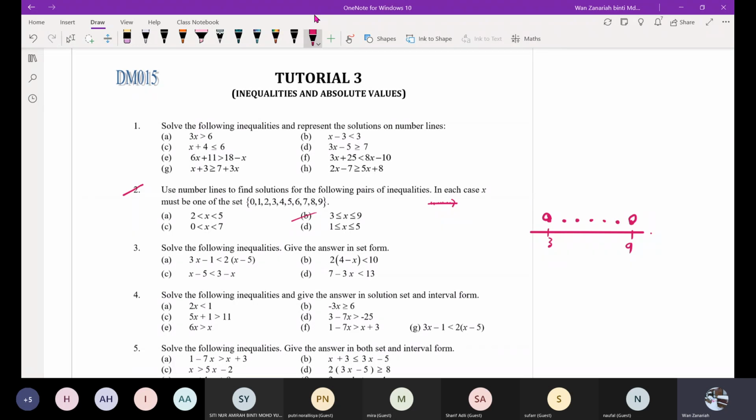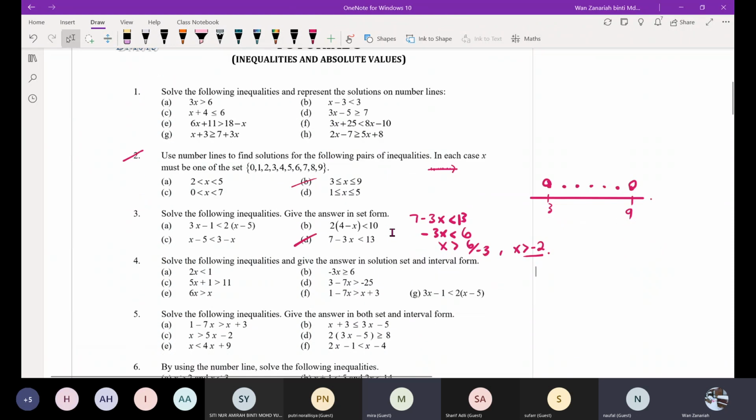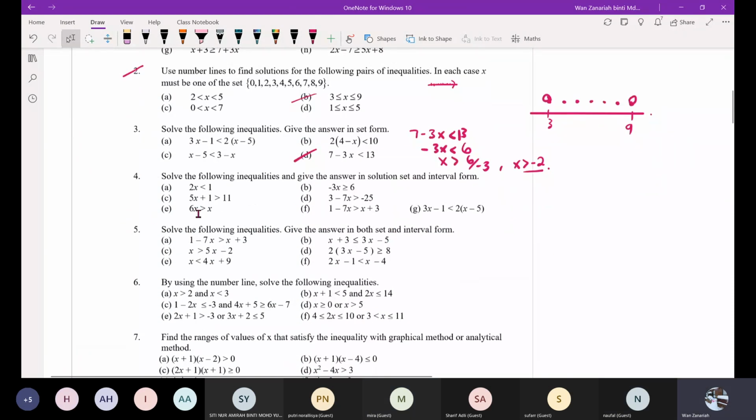Okay. I really hope that at this stage you have no problem when you divide or multiply with a negative number, you have to change the sign. For example, 3D, 7 minus 3x is less than 13. So 13 minus 7 you get 6, right? When you divide by a negative number, you bring negative 3 as well, but you have to change the sign, so you get x is greater than negative 2. Is everyone clear about it? Clear, madam. Okay, Alhamdulillah.